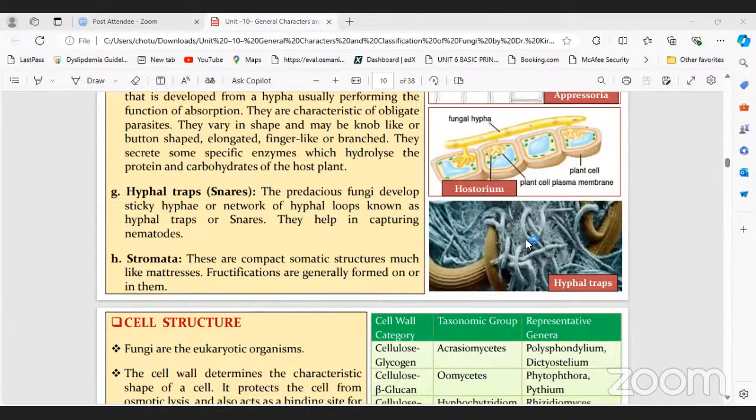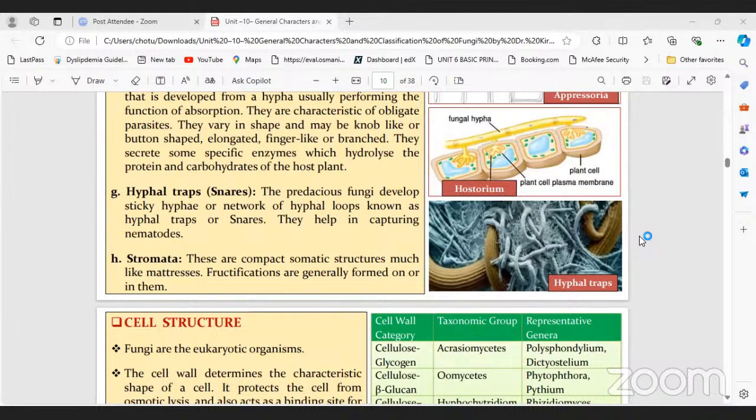Hyphal traps. Another name is called snares. The predaceous fungi develop sticky hyphae, networks or hyphal loops, known as traps and snares. They help in capturing nematodes. See, you can observe the picture. How many nematodes are there in that one? Okay.